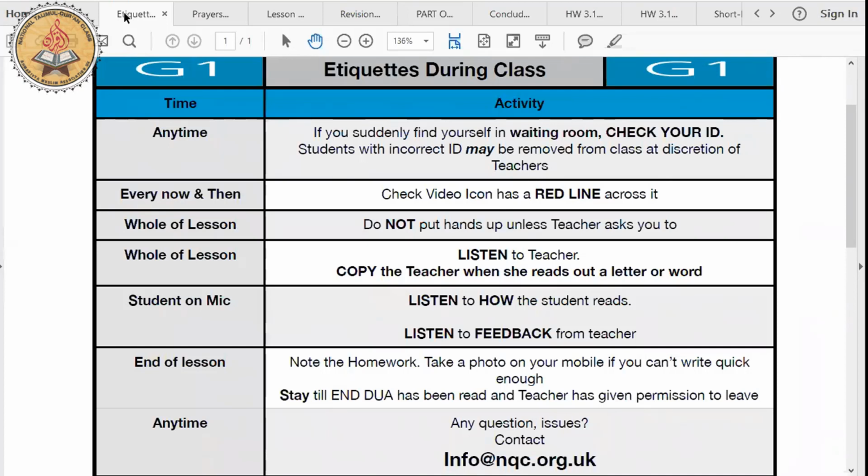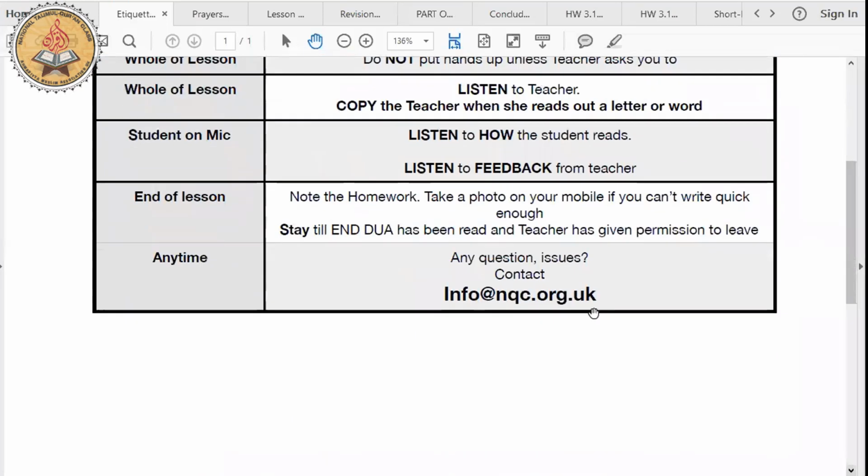Listen to the teacher and try and read the words on your own when a teacher is saying that word, and listen how the students read. And when feedback is given, though one student is on mic, it's beneficial for all of you to listen to it, adapt it and practice accordingly. And stay in the class till end dua. If you need to go, just raise your hand, ask permission and then go. If you have any query or if you want to contact or ask anything, our email address is info@nqc.org.uk.